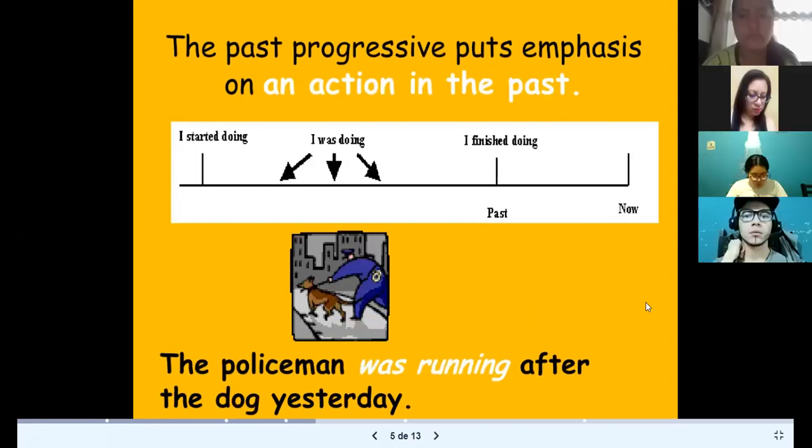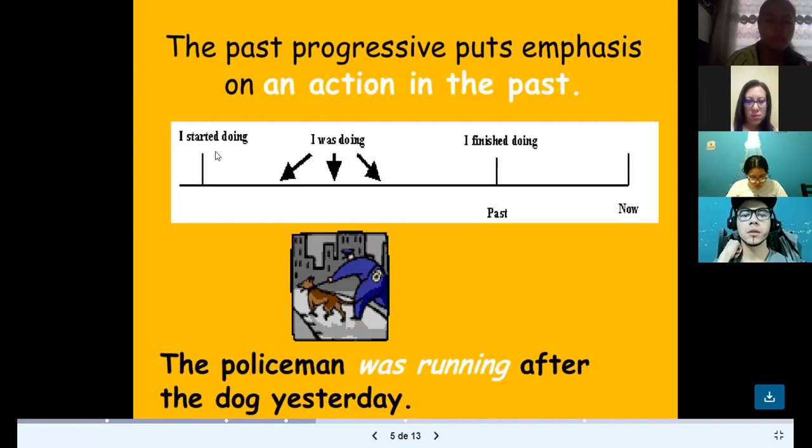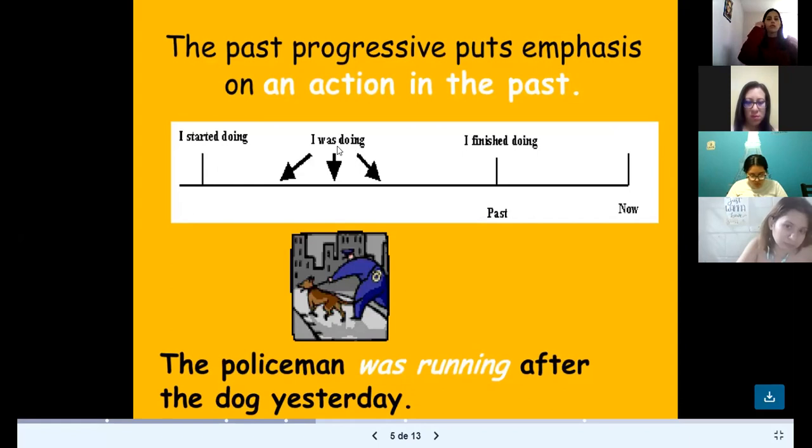Let's see. Emerson, help me to read this, please. The past progressive puts emphasis on an action in the past. I started doing, I was doing, I finished doing. Very good. The policeman was running after the dog yesterday. So it puts an emphasis on an action that was happening in the past, okay? Yeah, very good.